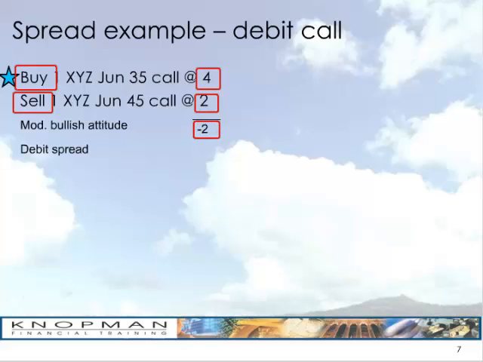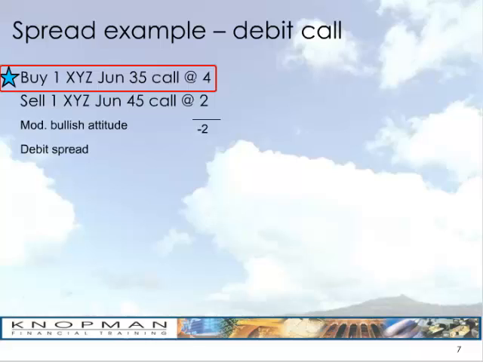And whenever you pay net premiums, that's called a debit spread. Okay, also, remember I said you have to identify your attitude. In a spread, your attitude is always based off the dominant position. What is the dominant position? It's the option with the higher premium. That's why I put a star here to indicate the dominant position, because that's the option with the higher premium.